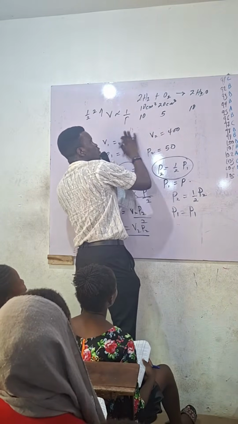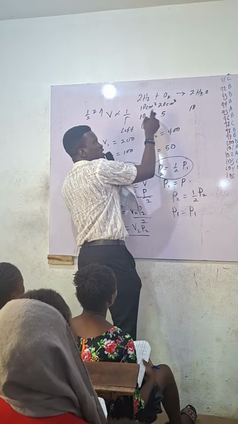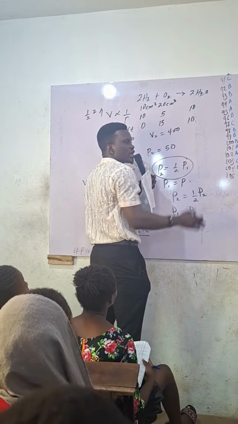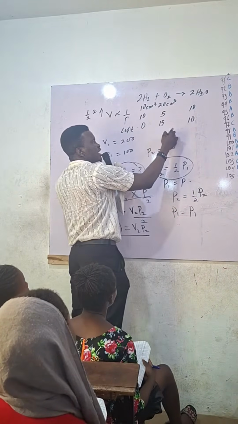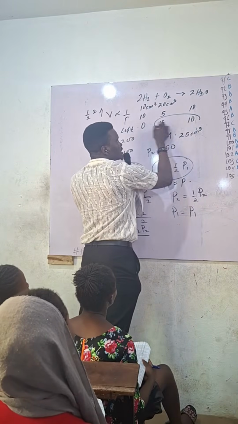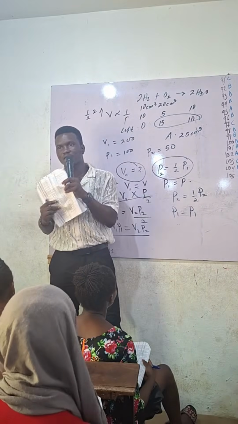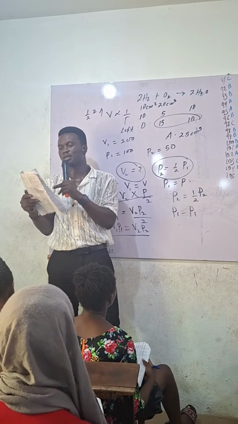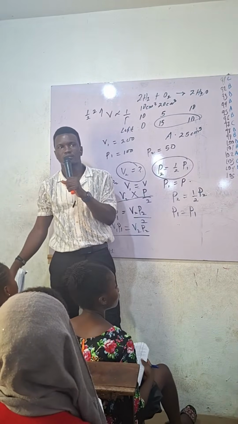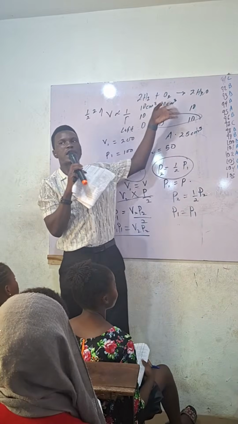So at the end, what will you have left? You are going to have nothing left for this. You are going to have 15 left for this, and you are going to produce 10. Now, you will just say my answer is option A, 25 cm cube. That's the total volume left. But read the final statement before you say that's your answer. The final statement says that after cooling. What does cooling mean? What do you think cooling will do here?